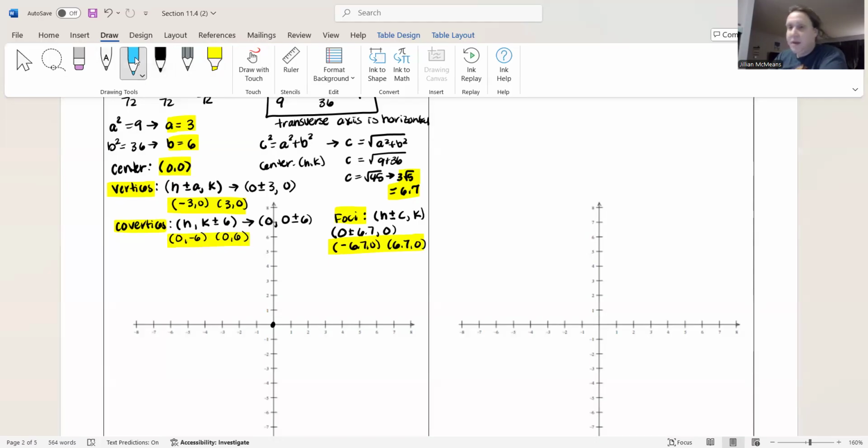Let's take just a moment and show some appreciation to the transverse axis. So if you're centered at the origin, your transverse axis is going to go through your center, as is your conjugate axis. Since we're centered at the origin, the x-axis is the transverse axis. So this is the transverse axis. And then the y-axis is going to be the conjugate axis.